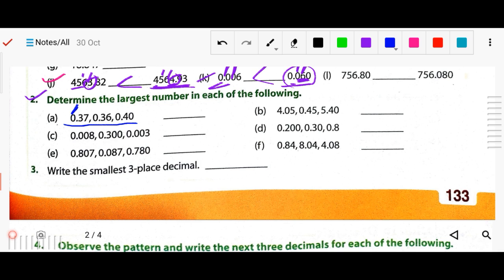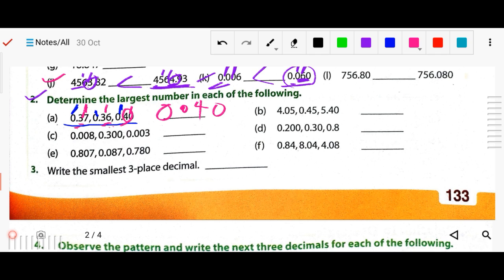First we'll check the extreme left. Here is the 0, also here is 0, here also 0. Now next you can see here is the 3, in the second also 3, in the third number 4. So in both numbers they have the 3 but here is the 4. Of course among 3 and 4, this 4 is the greatest, so this number will be the greatest number. So you can write 0.40.